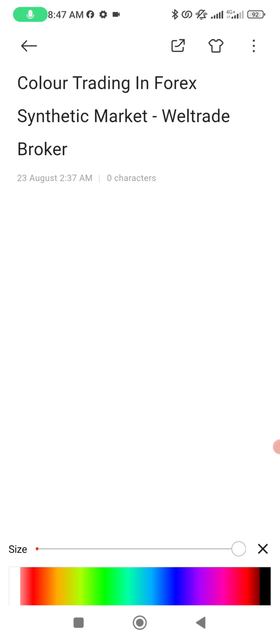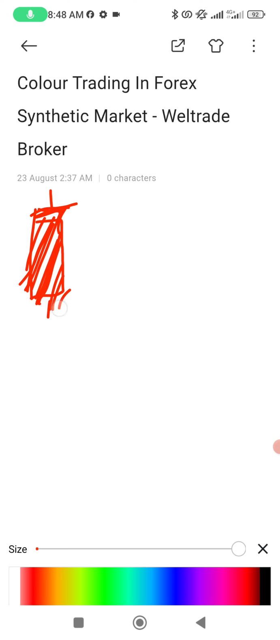So this is a daily candle. Now the color of this candle is red, meaning that it is a bearish candle. It's red, it is a bearish candle. So this is the daily time frame.